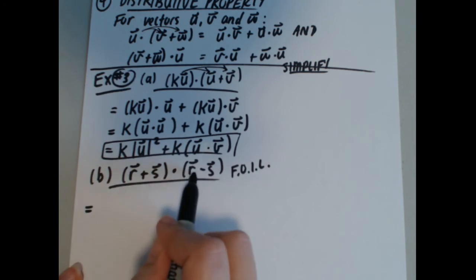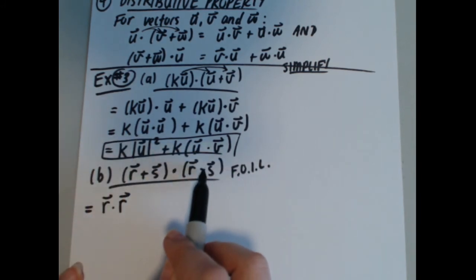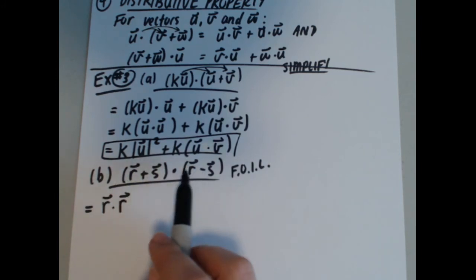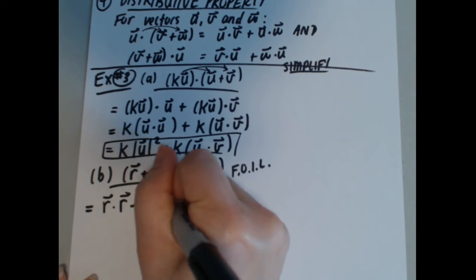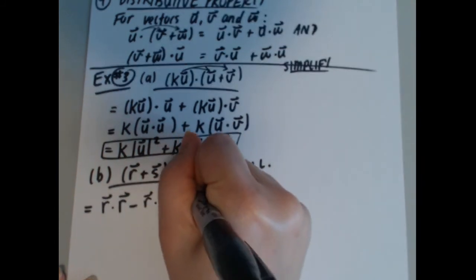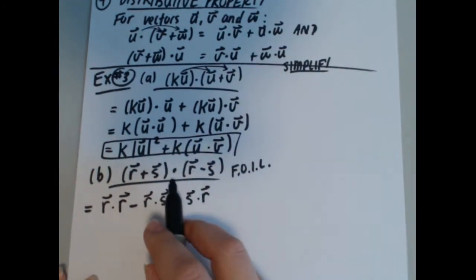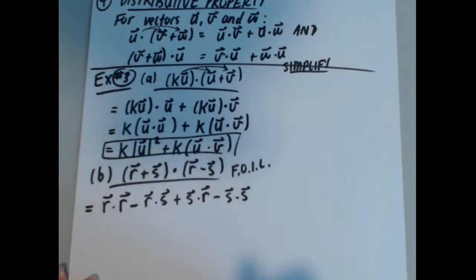So this is going to be r dot r, and then you notice there's a minus here and a plus here, so that will be minus r dot s, now inside, plus, because they're both plus, s dot r, and then minus s dot s.